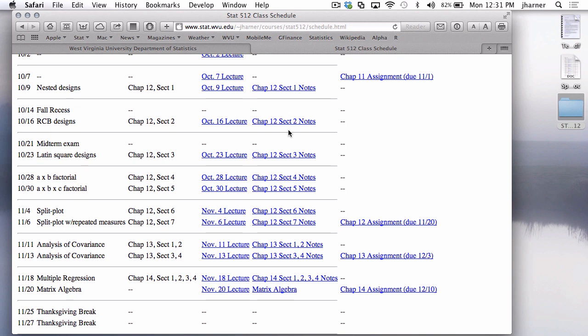Now, the main thing that was introduced in chapter 11 that wasn't in 10 is the idea of a random effect. And there you're not so much interested in contrasts, you're interested in something like the intraclass correlation. You're estimating variance components. So your focus is a little bit different when you get into random effects.